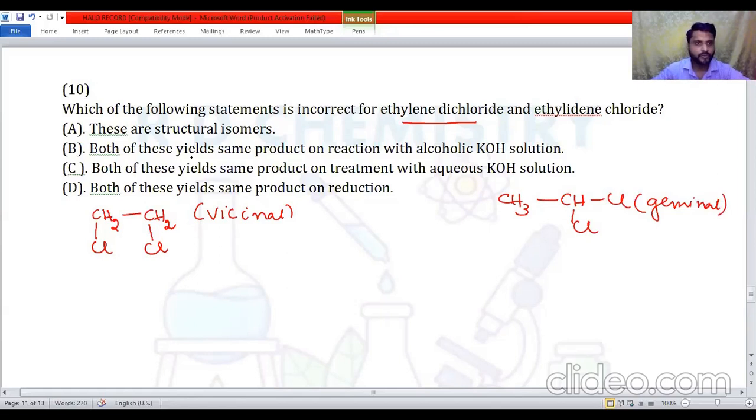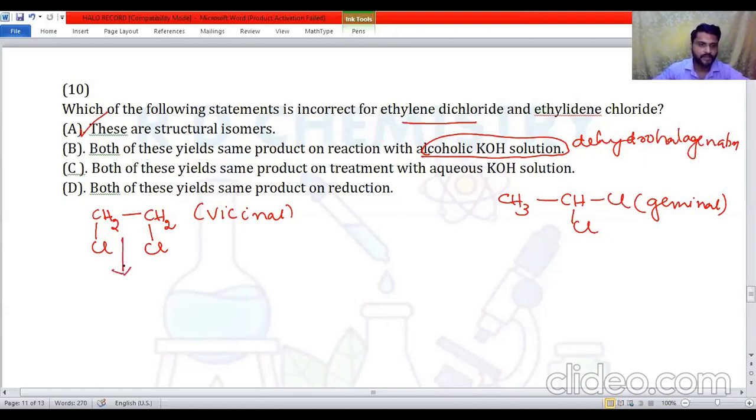So option A: these are structural isomers. The molecular formula is the same, but the structures are different. Both of these yield the same product on reaction with alcoholic KOH. What is alcoholic KOH? Alcoholic KOH is a dehydrohalogenating agent. That means you carry out an elimination reaction.